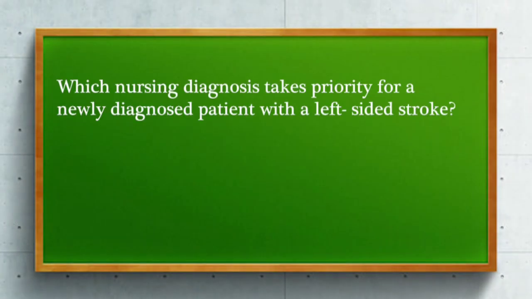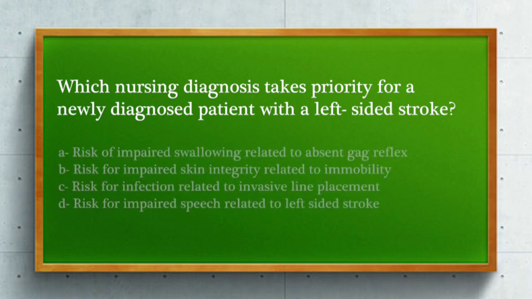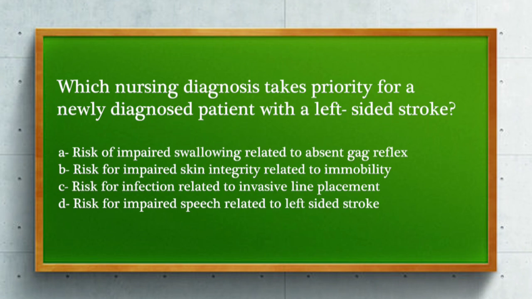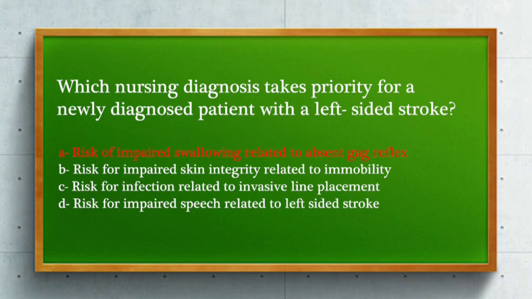Guys, let's get started. Which nursing diagnosis takes priority for a newly diagnosed patient with a left-sided stroke? A. Risk of impaired swallowing related to absent gag reflex. B. Risk for impaired skin integrity related to immobility. C. Risk for infection related to invasive line placement. D. Risk for impaired speech related to left-sided stroke. And the answer: A. Risk of impaired swallowing related to absent gag reflex.